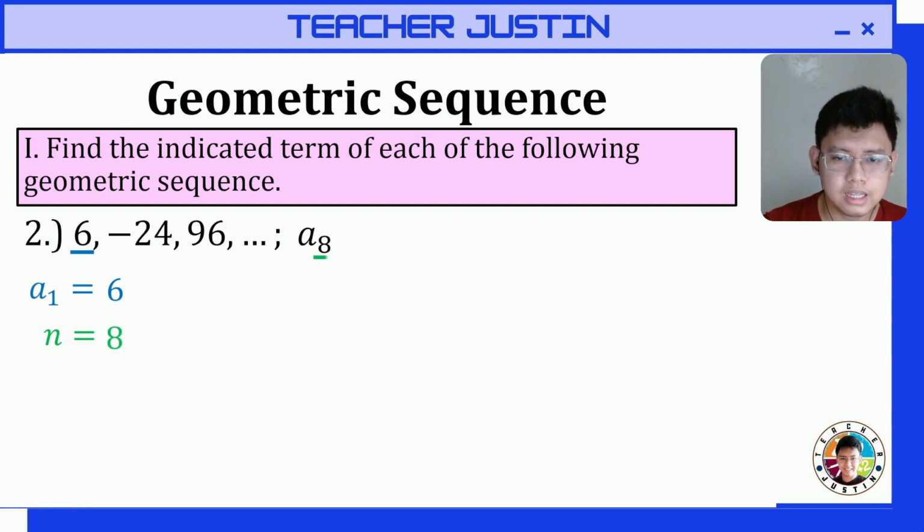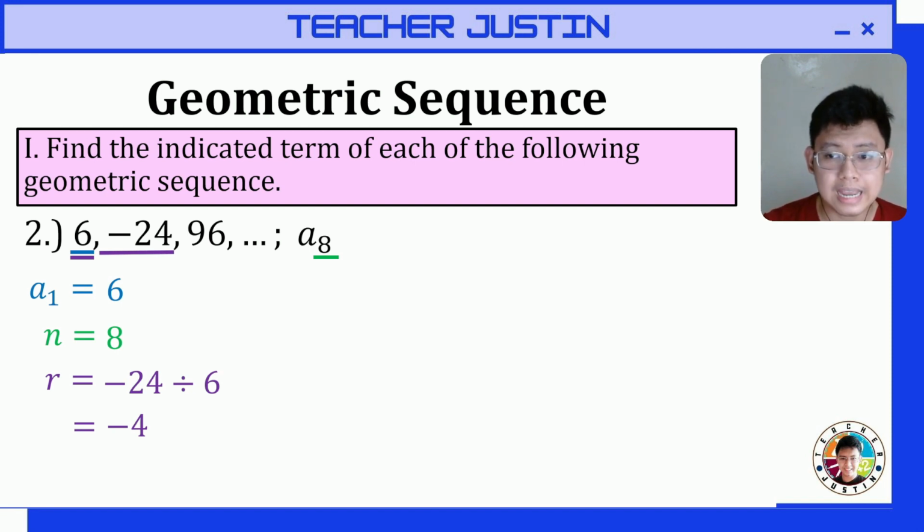Our number of terms, so we're looking for the 8th term of our sequence, so it will be 8. Our common ratio, so to get the common ratio, we will divide our second term, negative 24, by 6. So negative 24 divided by 6, that will give us negative 4. So our common ratio is negative 4.